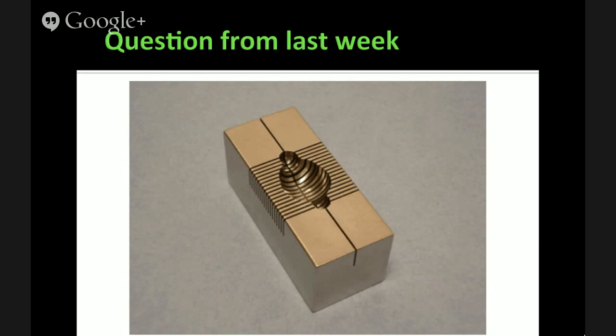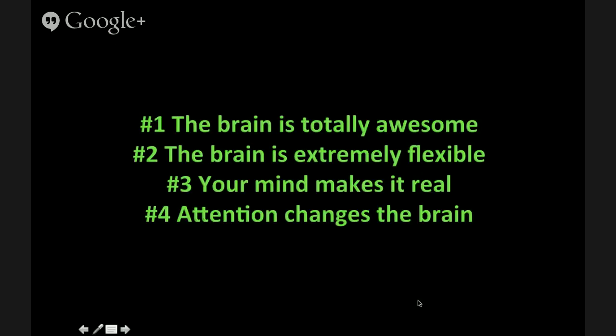So this week we're going to review some of the things that we talked about last week. The four things that we're going to talk about in this lecture. Number one, the brain is totally awesome. We covered that mostly last week. Number two, the brain is extremely flexible. We're going to finish off that section and move into section number three, your mind makes it real. And finally, number four, attention changes the brain. All right, you ready? Of course you're ready. Let's move on.